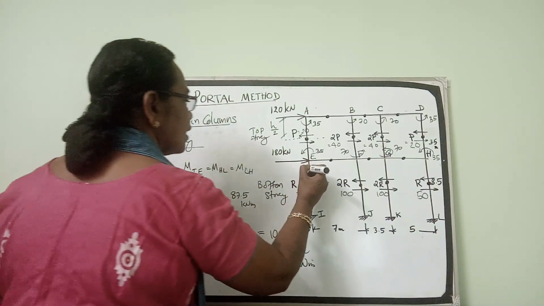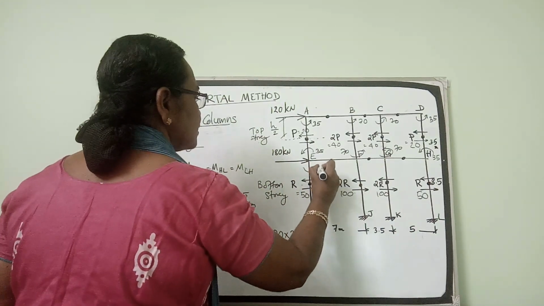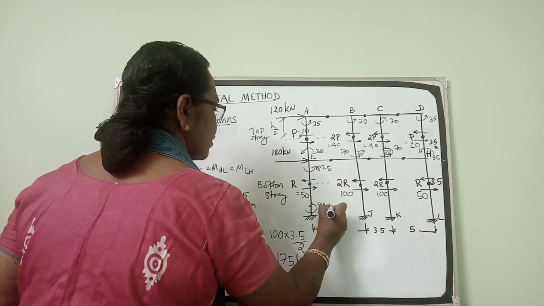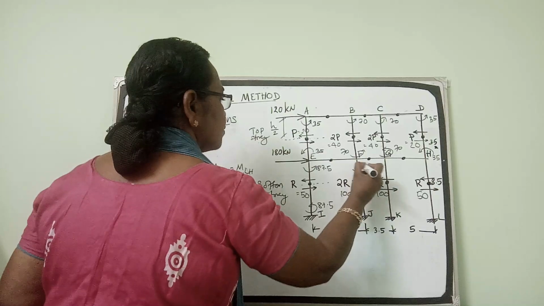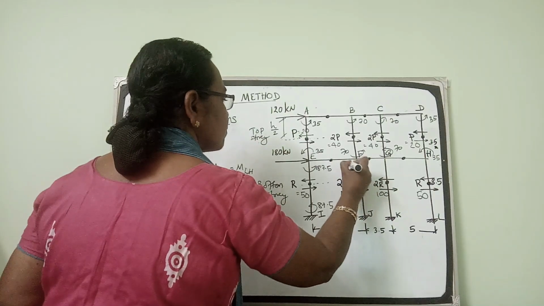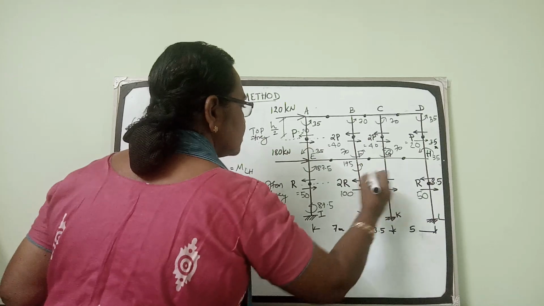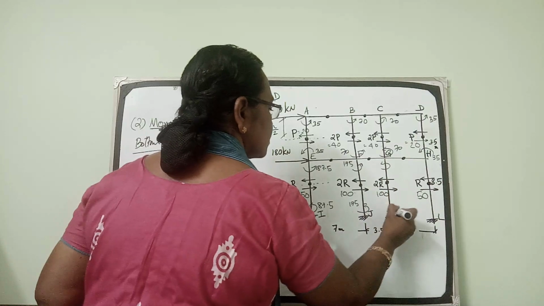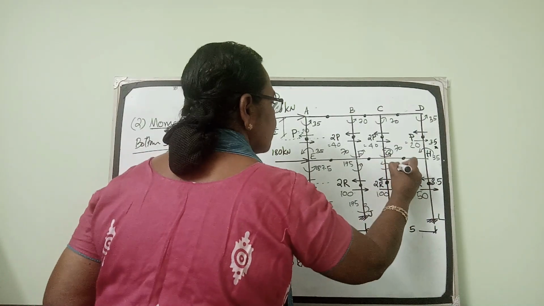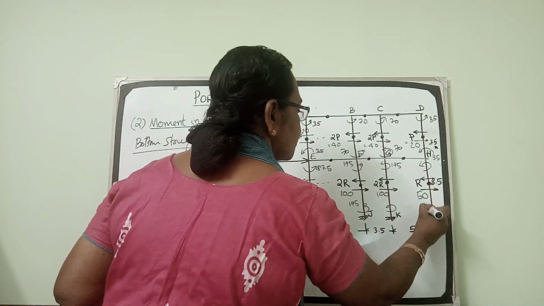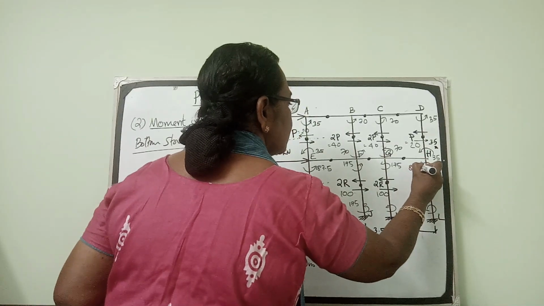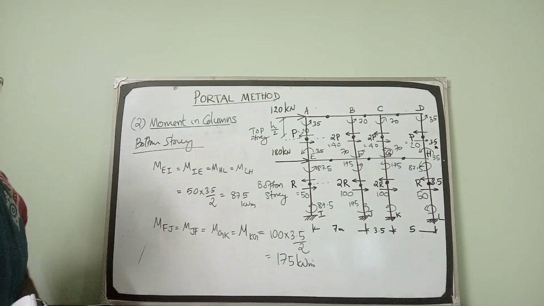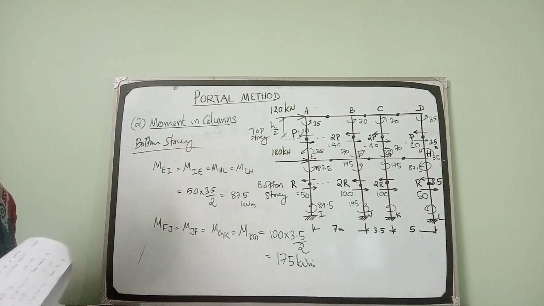So the column moments here are anti-clockwise moment 87.5. Here also anti-clockwise 87.5. Here 175. Here the same 175. These two 175. These two 87.5. Thus we have completed the second step. We have got the moments in all the columns.